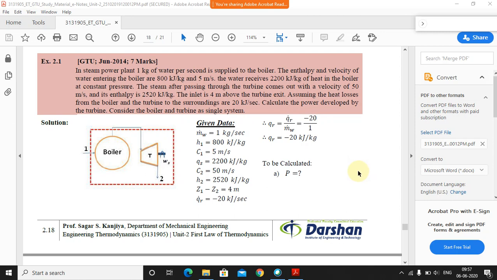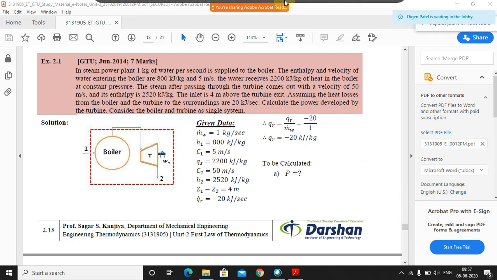The inlet is 4 meter above the turbine exit. So it means that Z1 minus Z2, whatever the difference is there, that is Z1 minus Z2 is equal to 4. Just write down Z1 minus Z2 as 4.